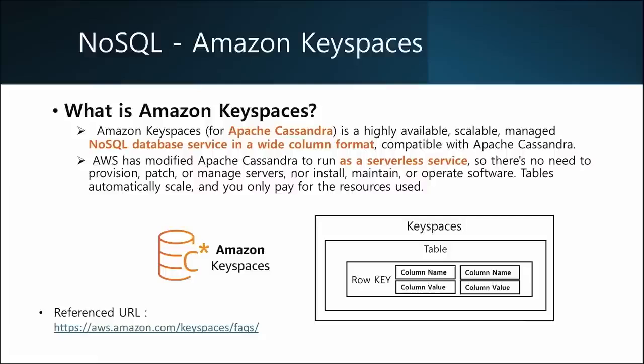As I explained earlier in the data type discussion, in the case of wide column formats, each row can have different columns. So, since the format of the columns is different for each row, you can have a slightly more flexible schema. Amazon Keyspaces is a service that supports Apache Cassandra as a serverless service.